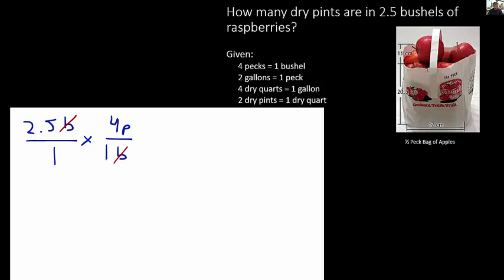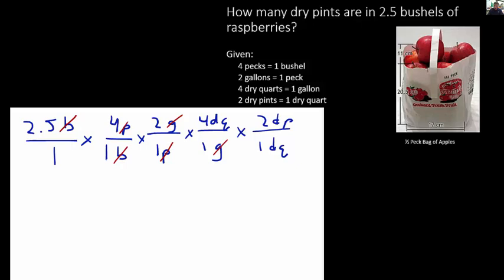I could solve it here, but I'm going to keep going. I can multiply by another fraction, and I know that 1 peck is the same as 4 gallons. So now my units of peck have canceled, and I'm left with gallons. I want to get from gallons to dry quarts, so I can look at my relationships. I know that 1 gallon is the same as 4 dry quarts. My gallons cancel, and I can multiply now by my last relationship, which is going to be the number of dry pints in a dry quart. So I know 1 dry quart is 2 dry pints.